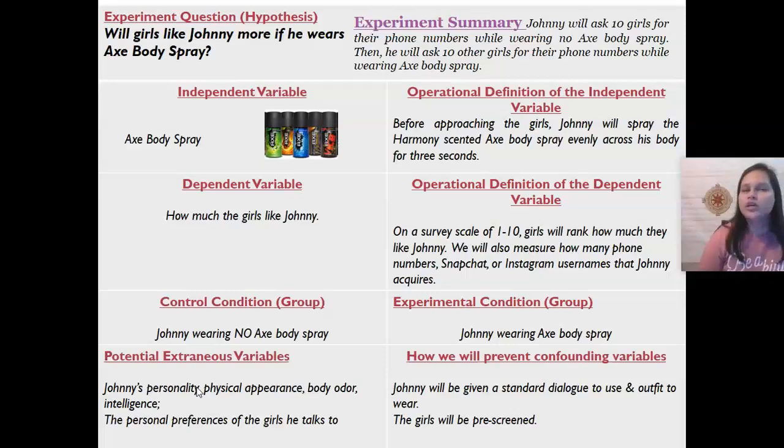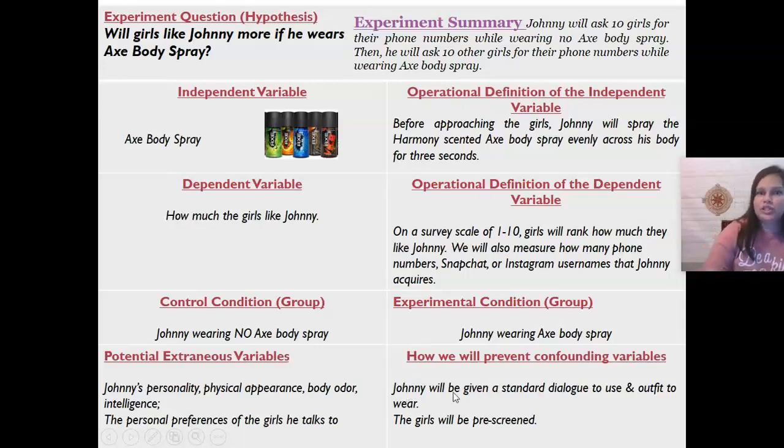So how can we control for those things? We see those things happening ahead of time, so we can plan for it. So how will we prevent confounding variables? Johnny will be given a standard dialogue, so we can make sure he's going to say the same thing to every single girl, and maybe his personality won't even show through. Maybe we're going to give him a standard outfit that he has to wear, and his hair will be the same as he approaches all the girls.